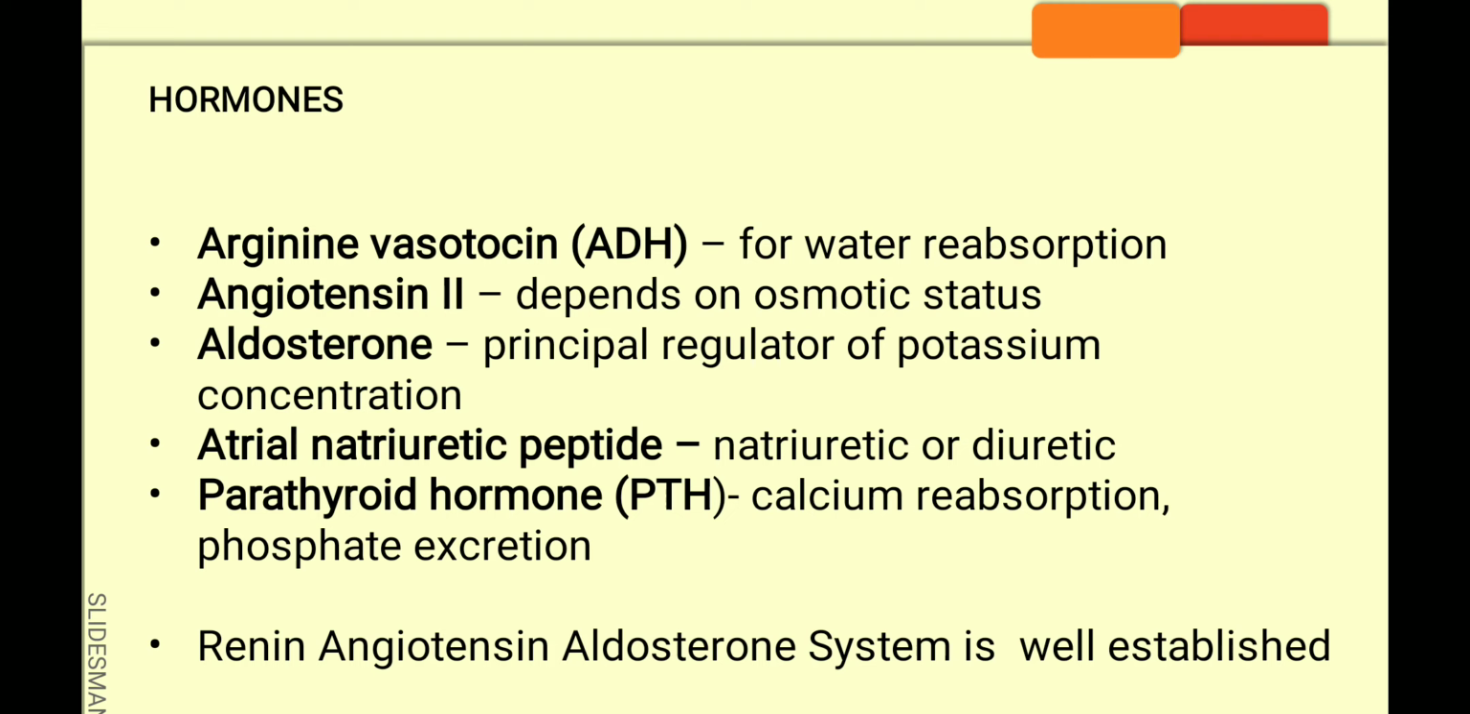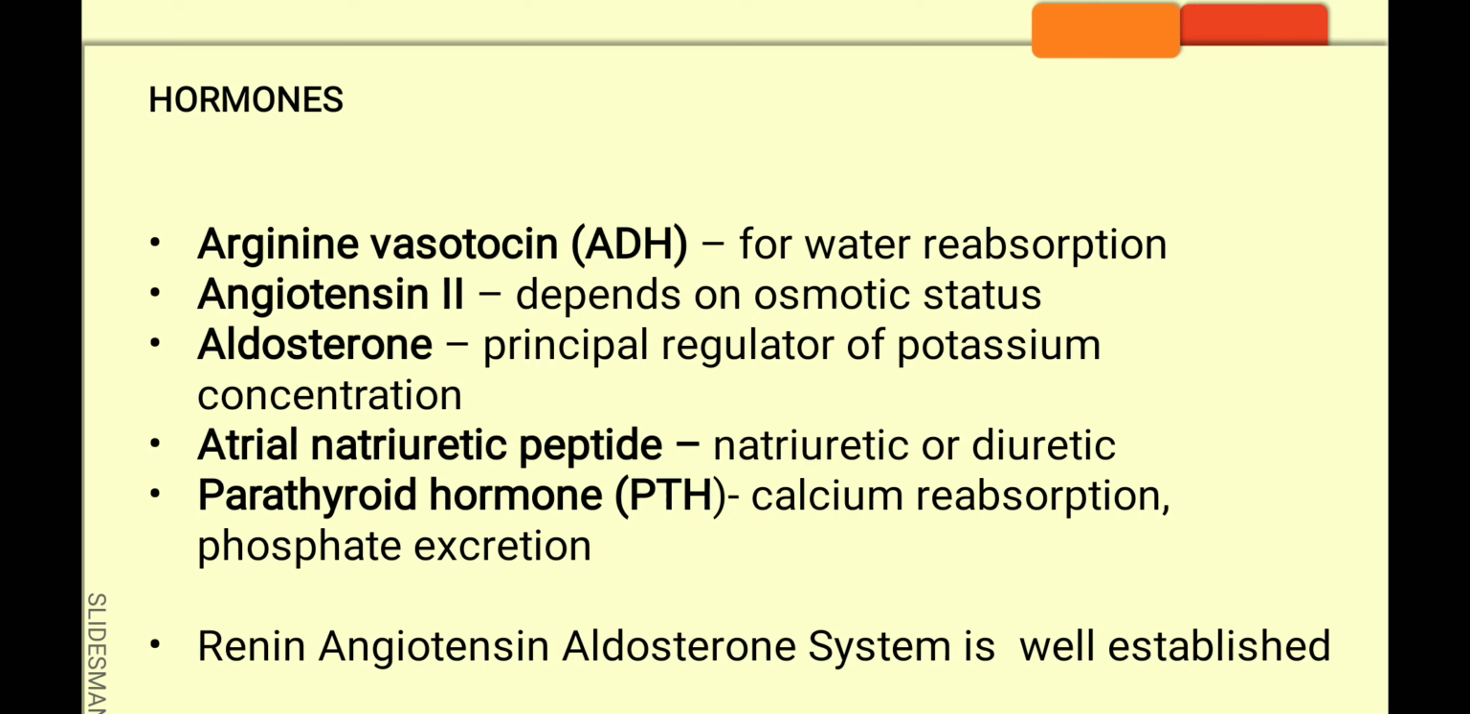Next hormone is the aldosterone. This is the principal regulator of potassium concentration, and it is also responsible for the reabsorption of sodium and excretion of potassium in the filtrate. Next is the ANP or the atrial natriuretic peptide. It is released from the atrium of the heart and is responsible for natriuresis as well as diuresis in the case of birds.